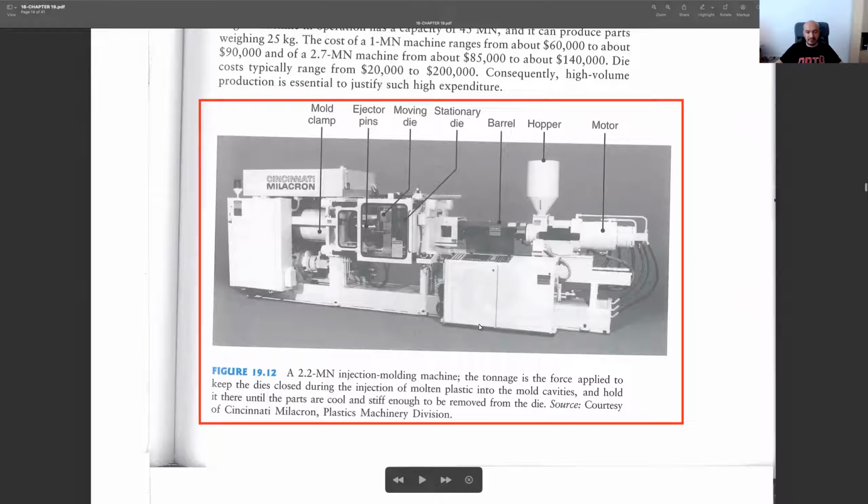This is an example equipment, an injection molding machine. As you see, it's quite long, but the main process happens inside here. The rest is actually for preparing the material. The state is changed into liquid around here, and it's pumped into this die, and we have this injection molding operation around here.